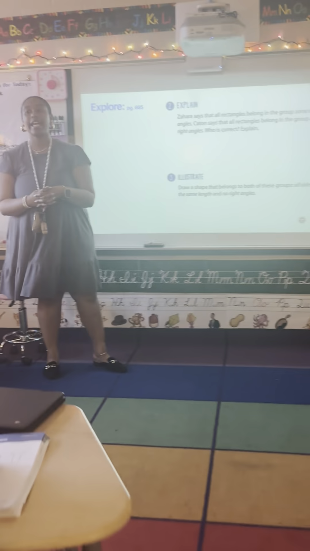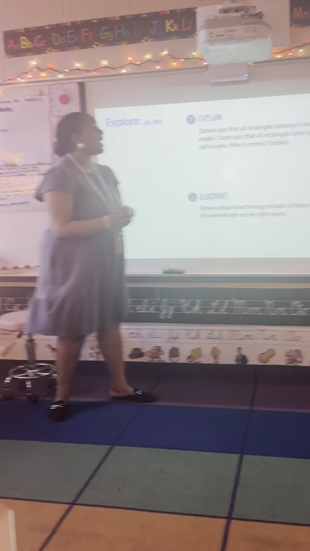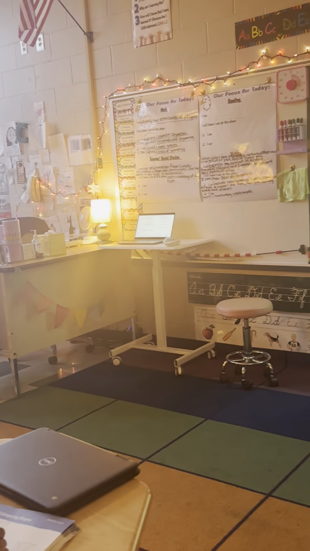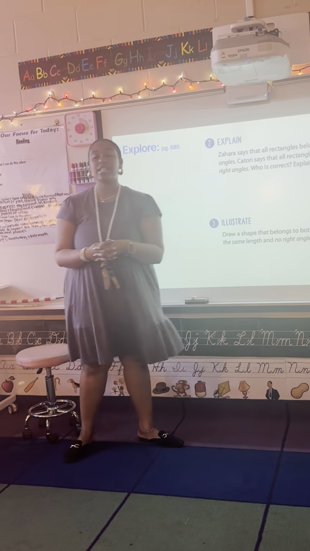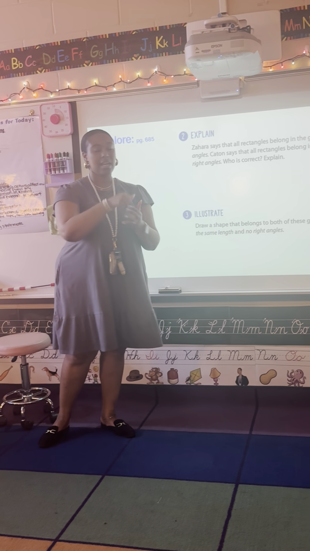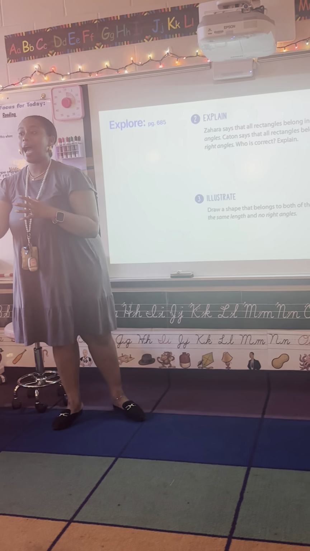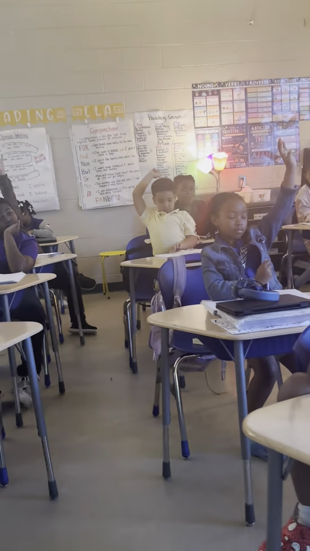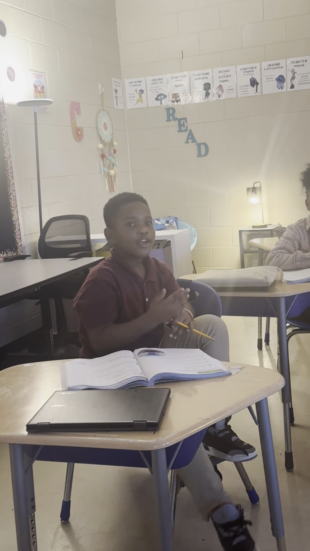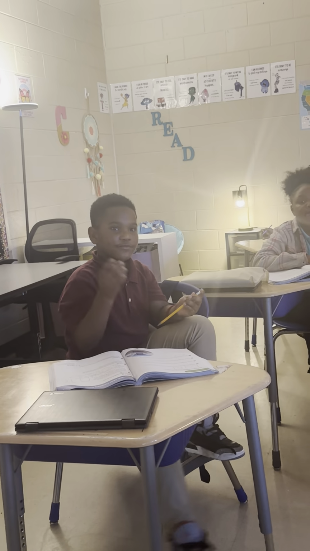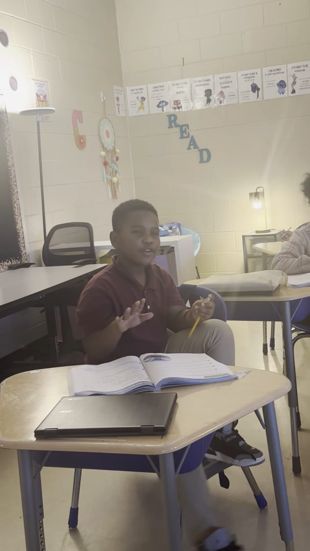All right, raise your hand if you agree with Zahara. She says that all rectangles belong in the group some right angles. Raise your hand. All right, who would like to share why you say that? Why do you say that Zahara is correct? Landon. The reason why I say she's correct is because if you draw all the rectangles that you have in your mind and you put them on a paper, and you find how many right angles there are, all of them don't have that many right angles.